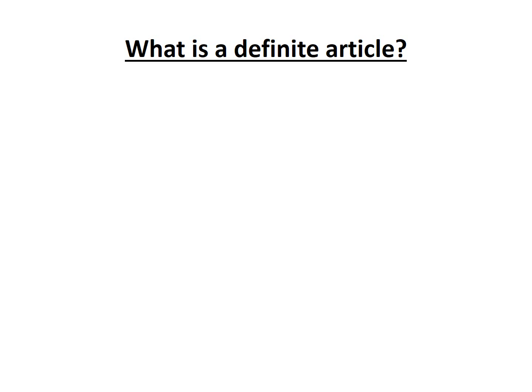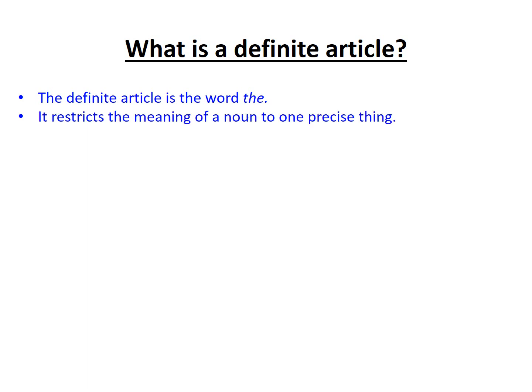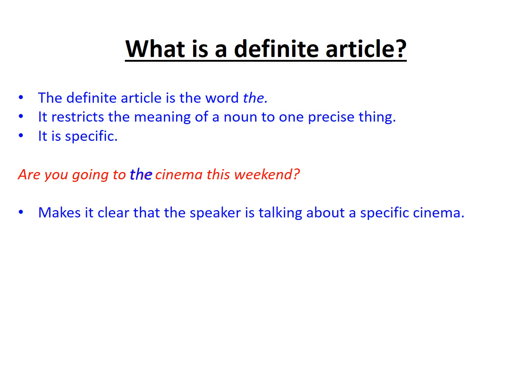So just to clarify, a definite article is simply the word the beside the noun. It restricts the meaning of that noun to one precise thing. And therefore, it's called a definite article because it's referring to a noun in a very specific way. So for example, if I say, are you going to the cinema this weekend? The definite article the makes it clear that I'm talking about a specific cinema.